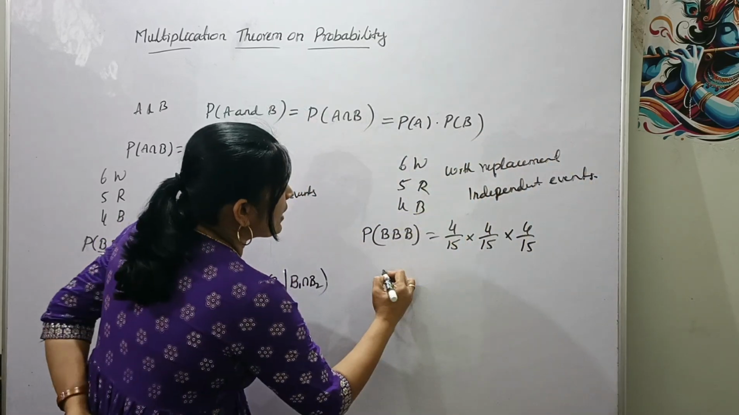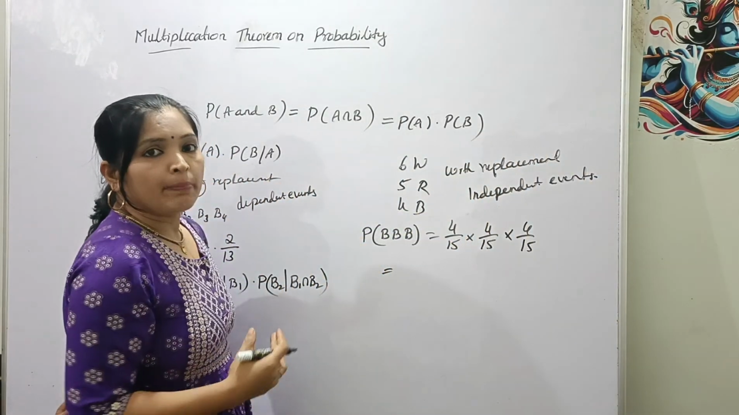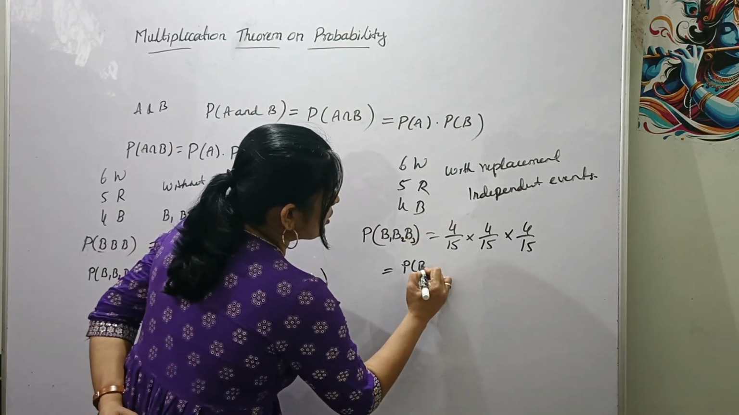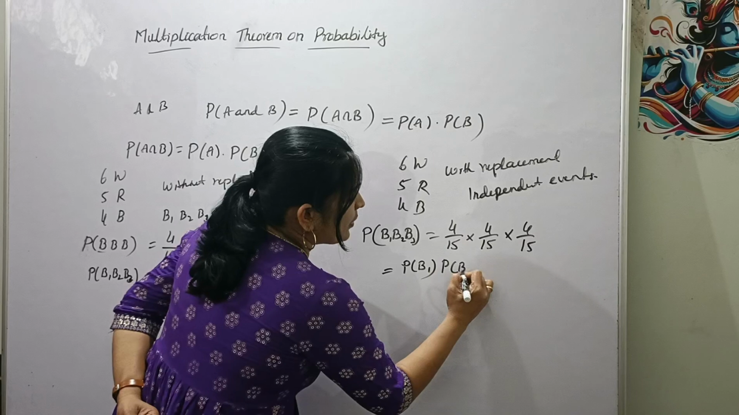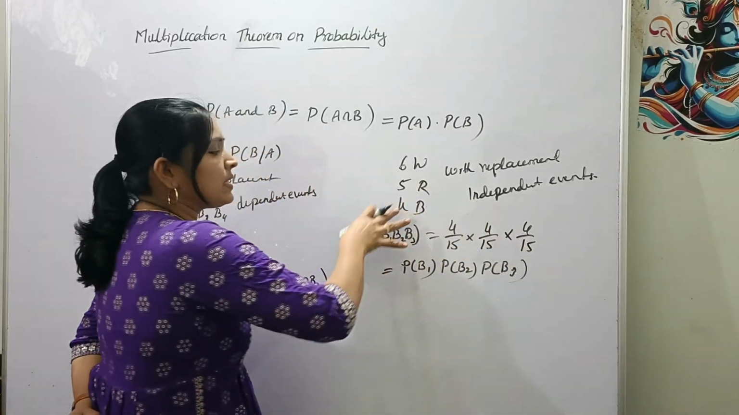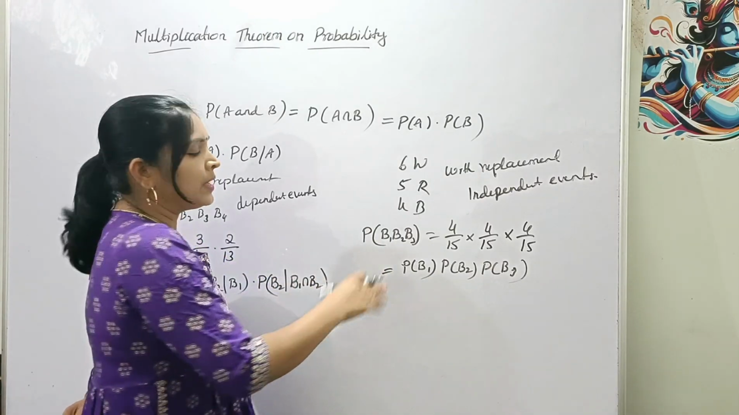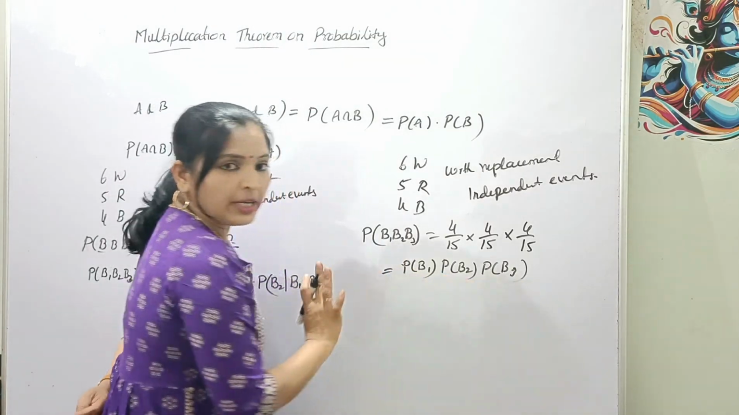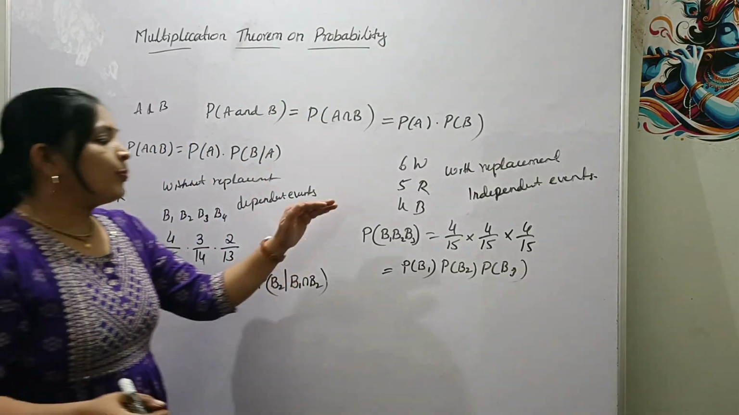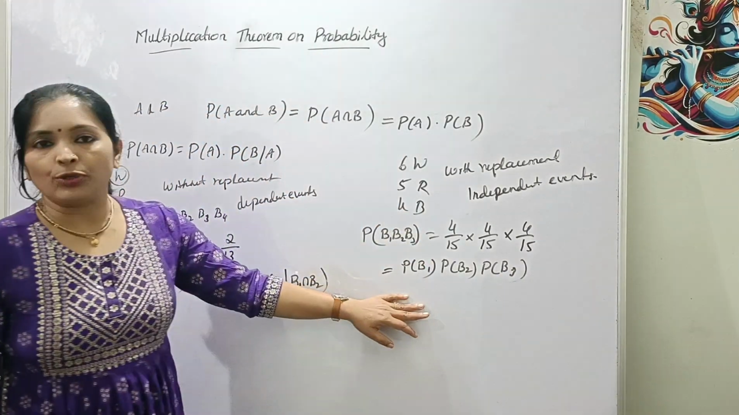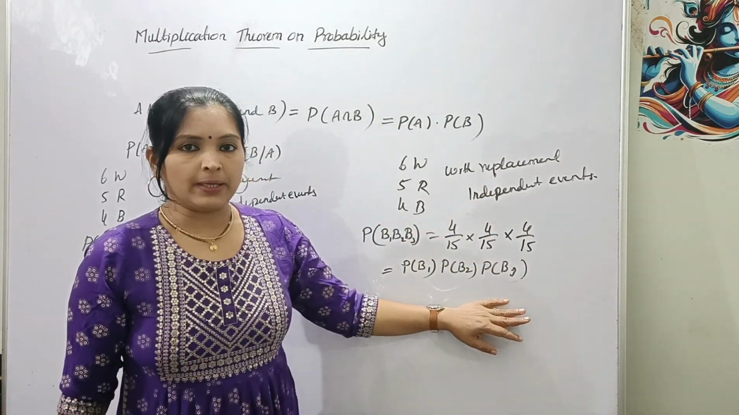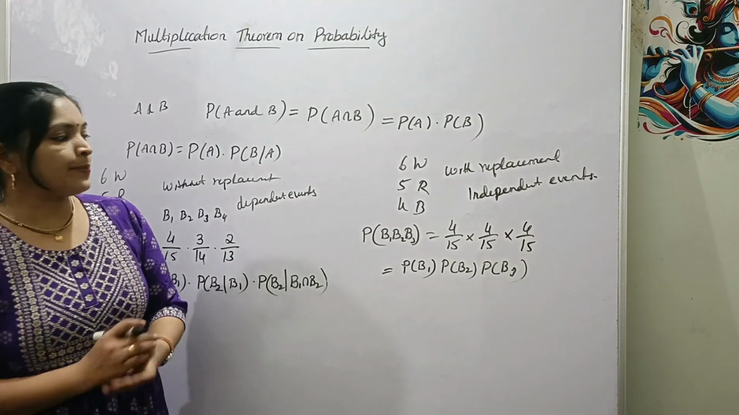In this case, we can write the probability of 3 black balls drawn, if they are B1, B2, B3, as probability of B1 into probability of B2 into probability of B3, because in all these cases we are selecting from the full bag, so it is not depending on previous draws. These are independent events. Therefore, probability of B1, B2, B3 is equal to probability of B1 into probability of B2 into probability of B3. I hope you understood this concept.